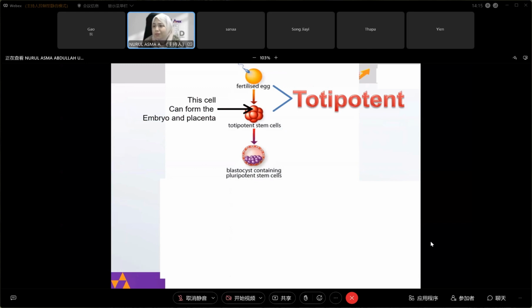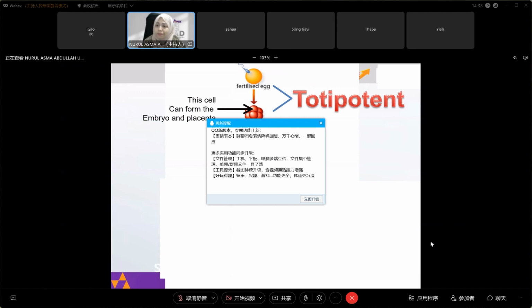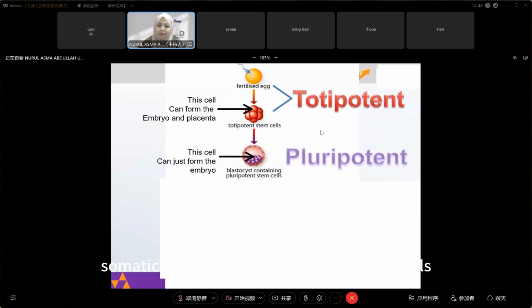It can differentiate into all types of tissues and cells. And from the totipotent stem cells, after the egg was fertilized, it grows and differentiates into the blastocyst. So this blastocyst consists of the pluripotent stem cells. These pluripotent stem cells can also differentiate into many types of somatic cells. So this one can form the embryo.